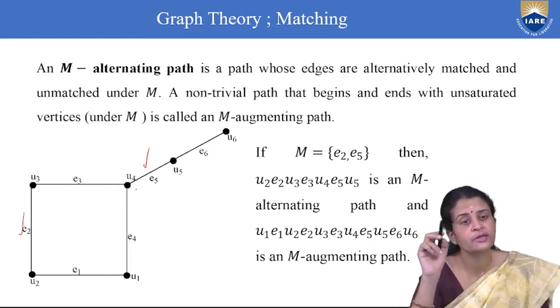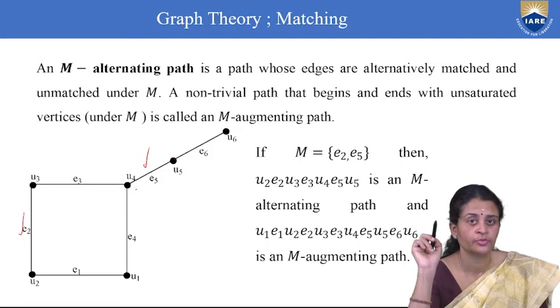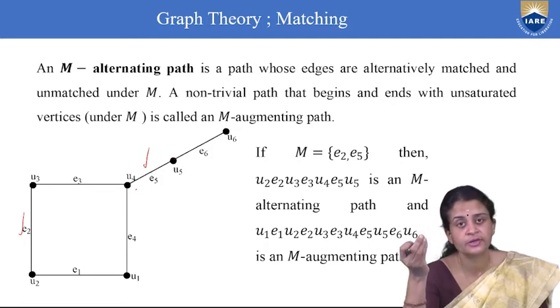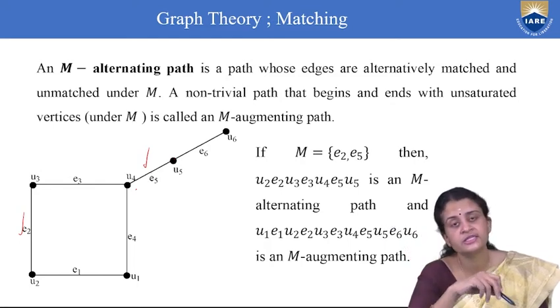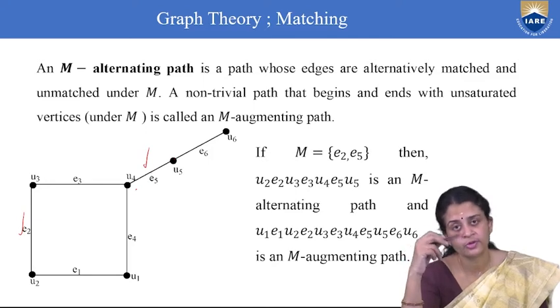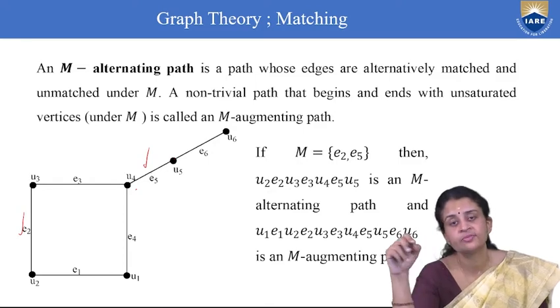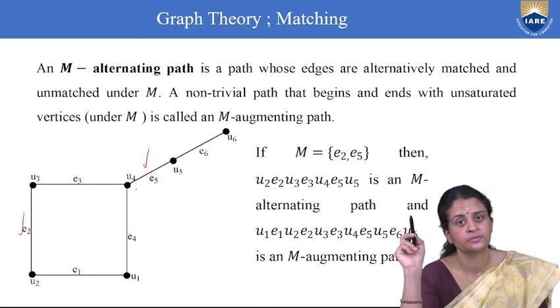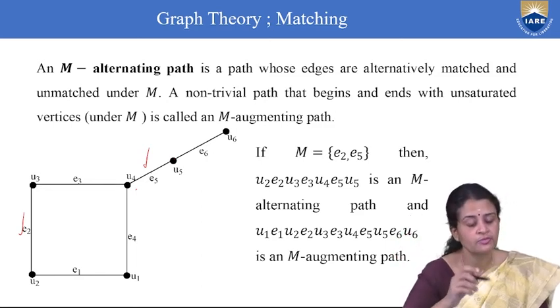That is, an M alternating path is a path whose edges are alternately matched and unmatched under M. We have seen how an edge is said to be matched under M, and a vertex is matched under M. So here we are saying that if one edge is in the matching, the next edge will not be in the matching. Such a path that goes on is called an M alternating path. And then we will see what an M augmenting path is.